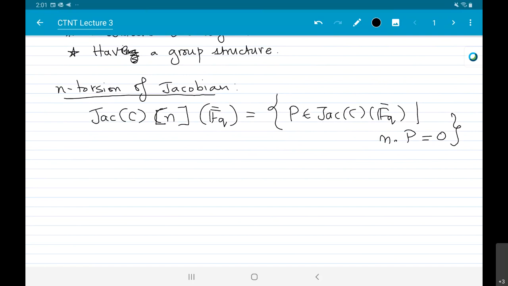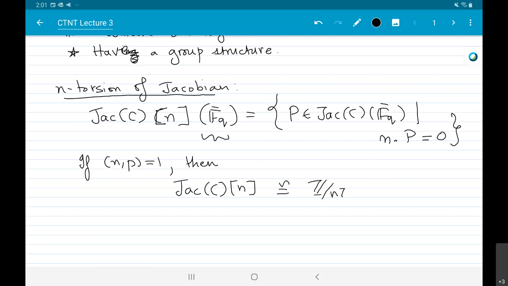Great. Again, it turns out that if N and P are coprime, then the N-torsion of the Jacobian, and I'm going to start omitting the notation just for convenience, is isomorphic to Z mod NZ to the 2g, where g is the genus of the curve.